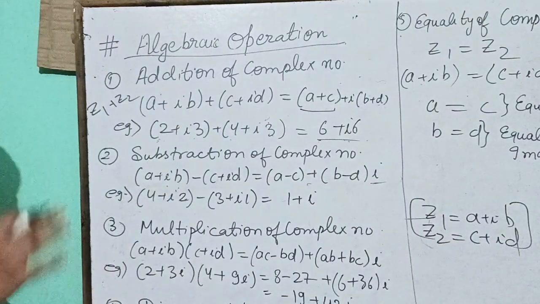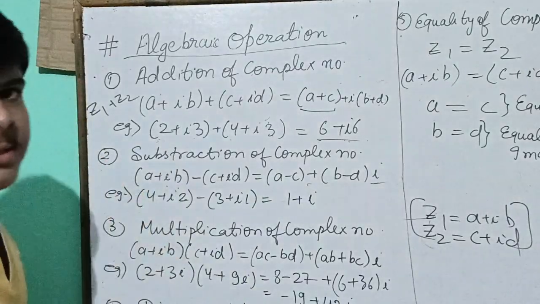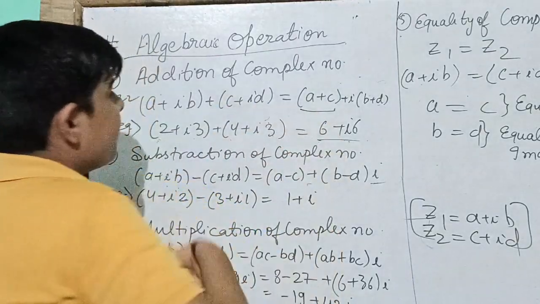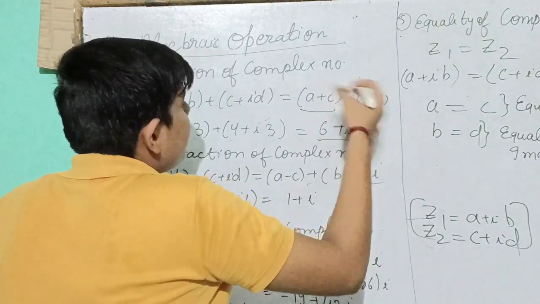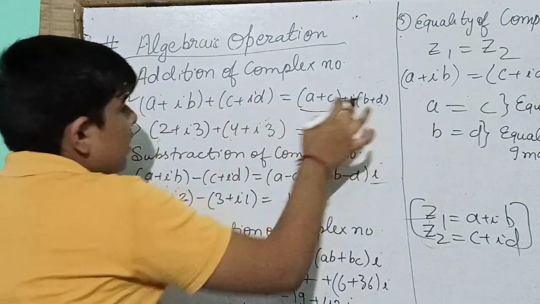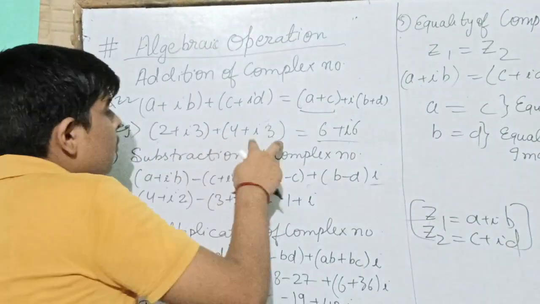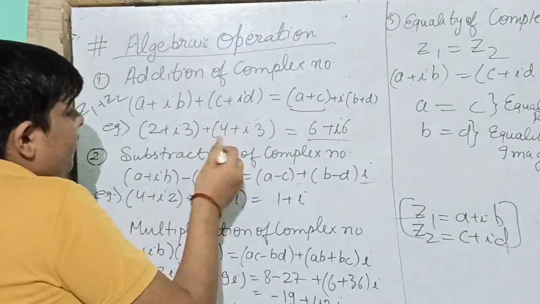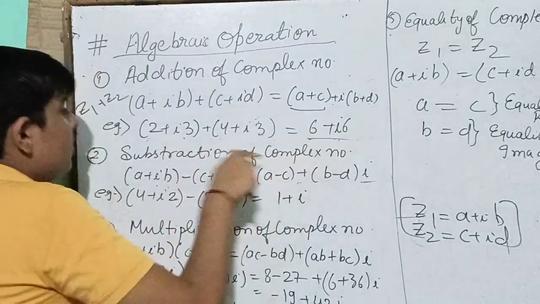So if you want to add these two complex numbers, z1 plus z2, at first we will add the real parts of the complex numbers, that is a plus c, and after that we will write plus iota, and in the bracket we will add the imaginary parts, that is b plus d. This is an example. If we want to add 2 plus iota 3 and 4 plus iota 3, at first we will add the real parts, that is 2 plus 4, and after that we will add the imaginary parts, that is 3 plus 3, 6 into iota.